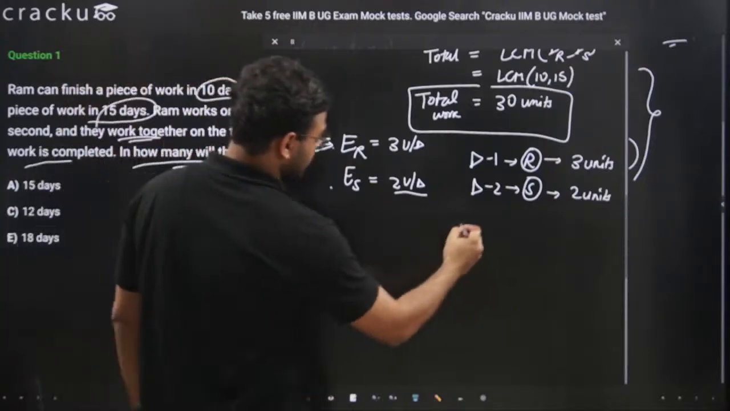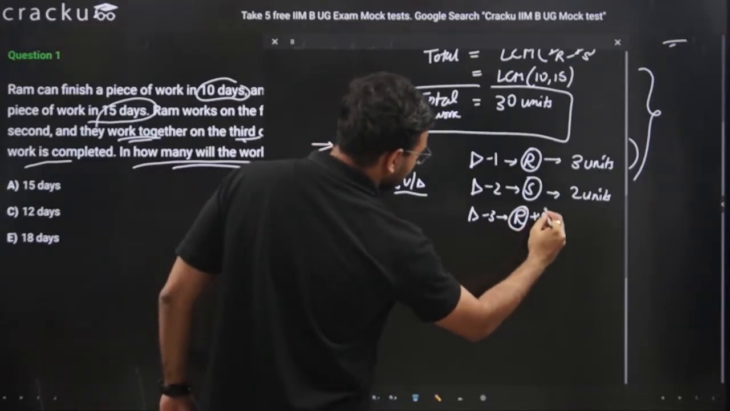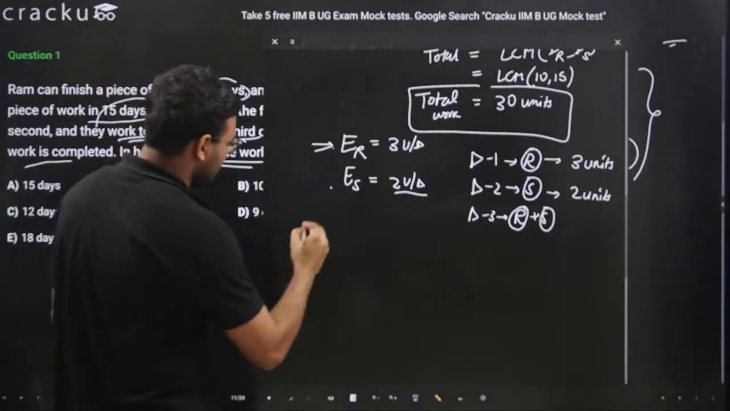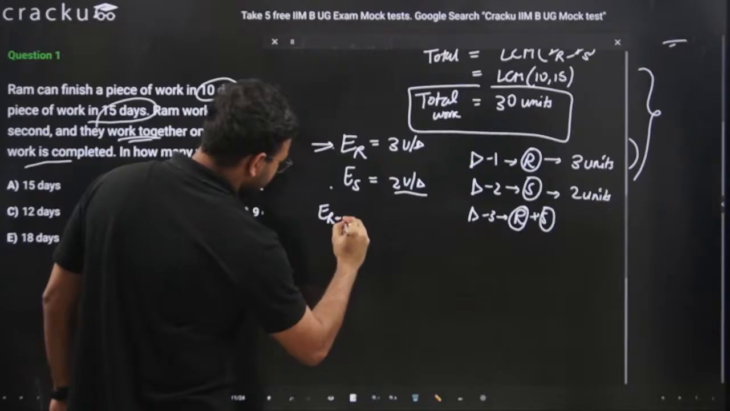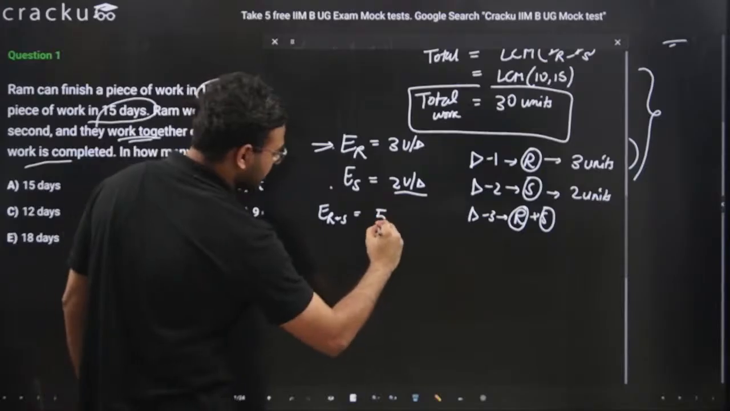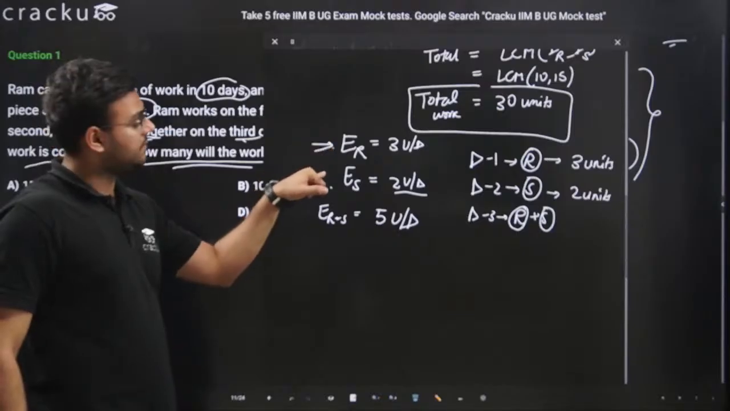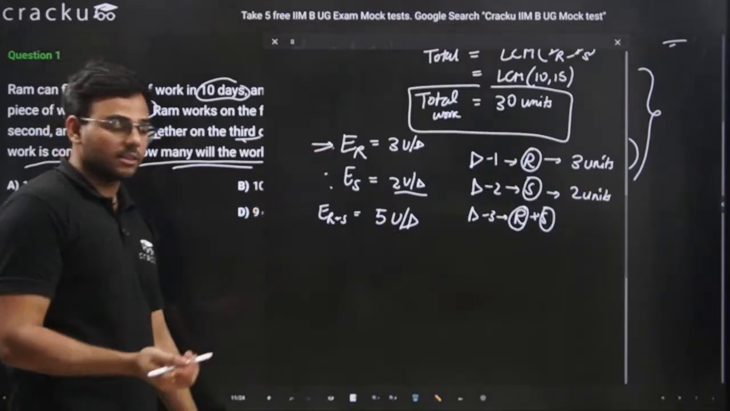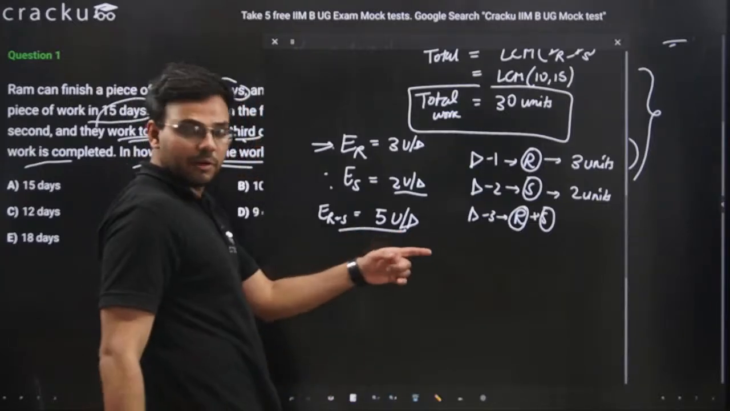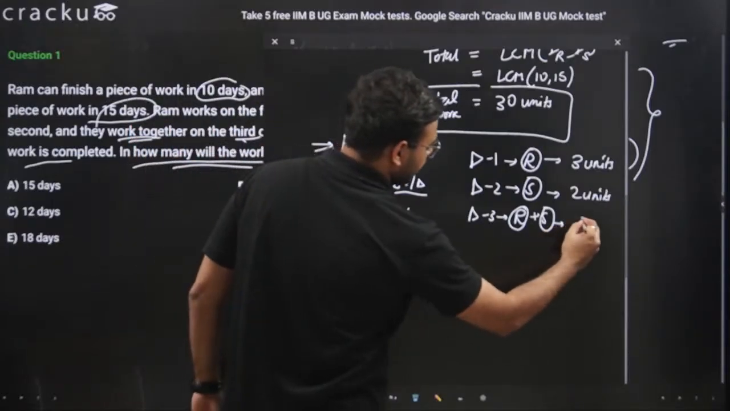Now what is happening on the third day? Both Ram and Shyam are working. As I said earlier, the efficiencies can be combined. So the efficiency of Ram plus Shyam, when they are working together, is 3 plus 2, which is 5 units per day. So on day 3, when both of them are working together, they are doing 5 units of work in one day.